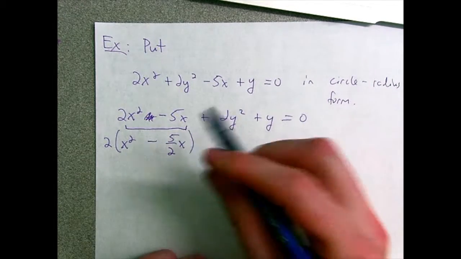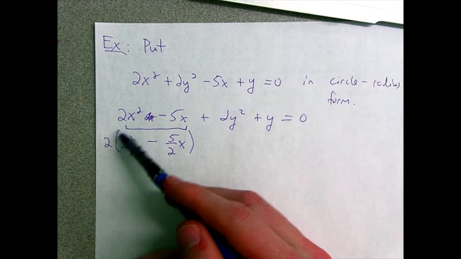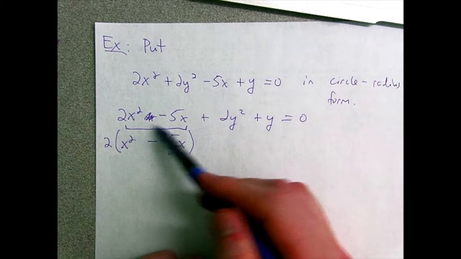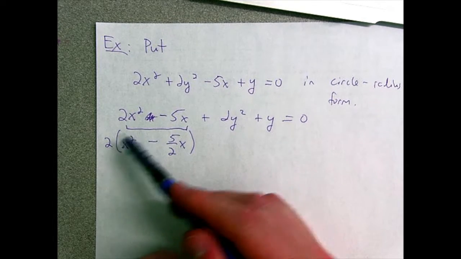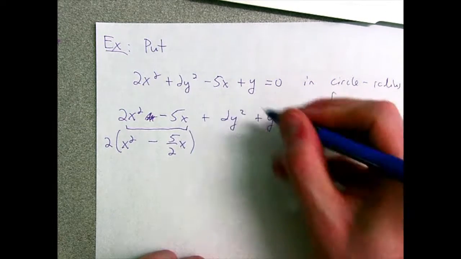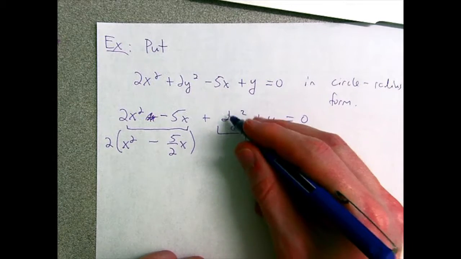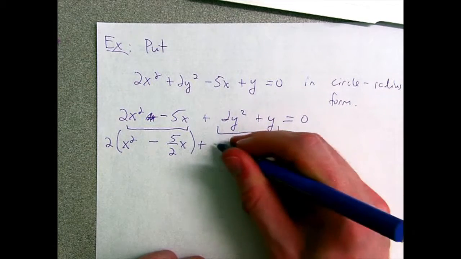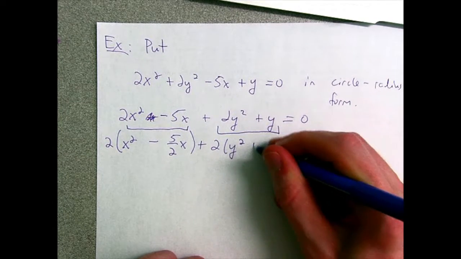Here's a procedure which will always work. I'm actually going to pull out a 2 from these two terms here. If you pull 2 out of 2x squared, you're left with x squared. Now, if you pull 2 out of this term, it's not so obvious what you're left with because 2 doesn't go into 5. What you're left with is 5 halves x.